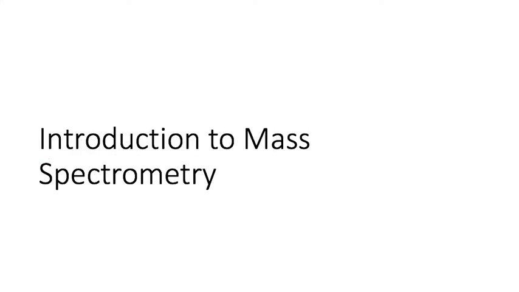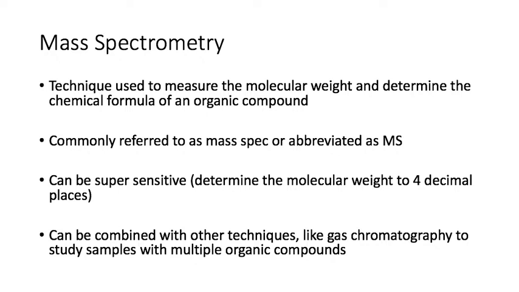So let's talk about some basics of mass spectrometry. Essentially this technique is used to measure the molecular weight and determine the chemical formula of an organic compound. A lot of times this is referred to as mass spec, or abbreviated MS. Some interesting things about mass spectrometry is that it can be super sensitive, allowing us to determine the molecular weight of compounds down to 4 decimal places.